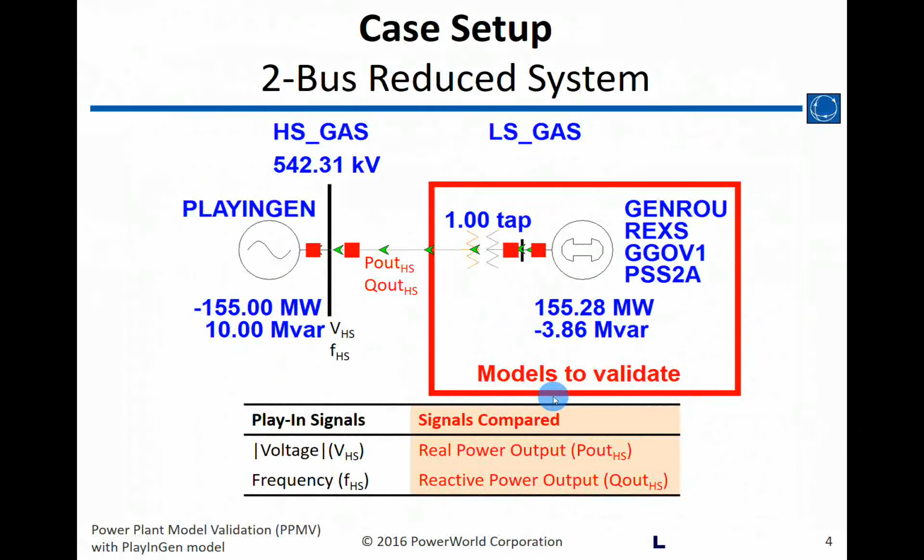The PMU data is from a high voltage bus of a generator. To emulate that, we'll be using a two-bus system like this. The high voltage bus will have the PlayInGen model to stream the PMU data. Connected to this is the step-up transformer and the low voltage bus with the generator that is being tested. The goal is to play in voltage and frequency values and then compare the real and reactive power outputs that the simulation calculates.